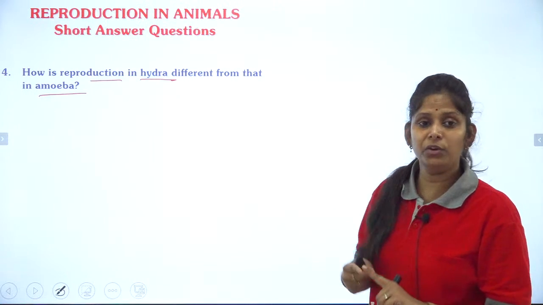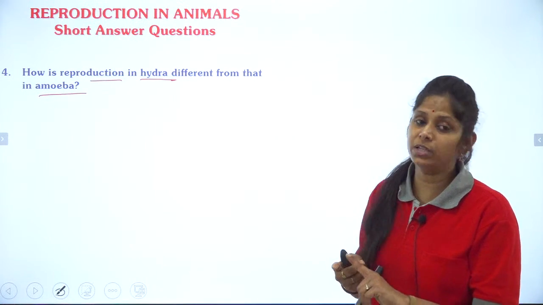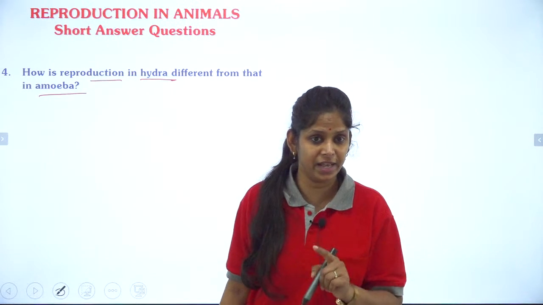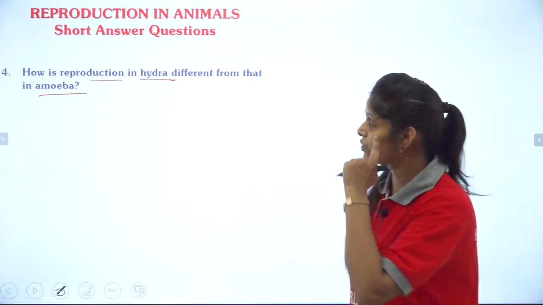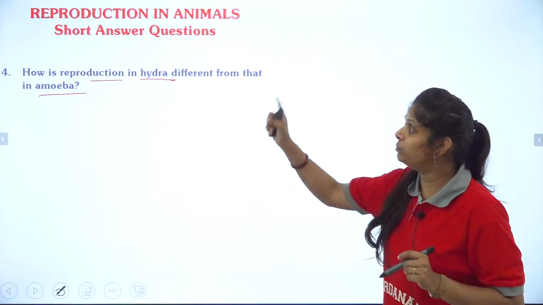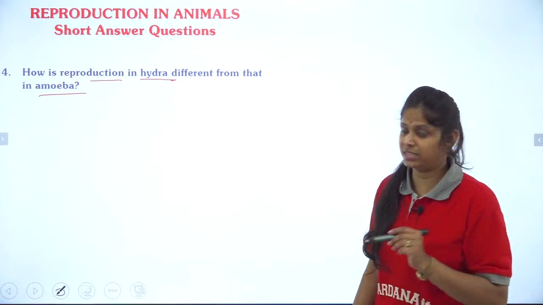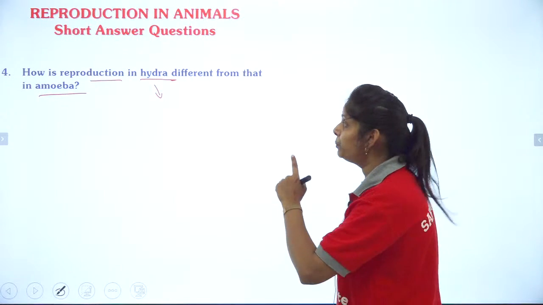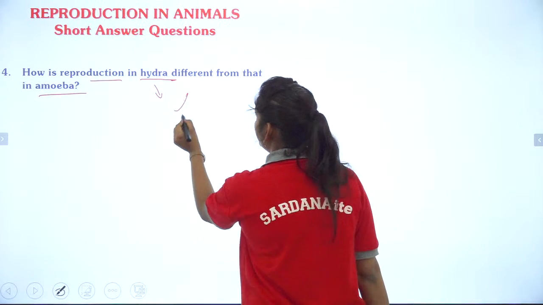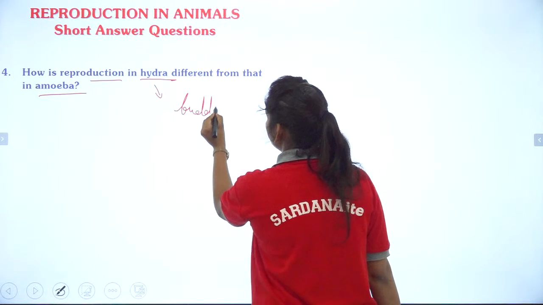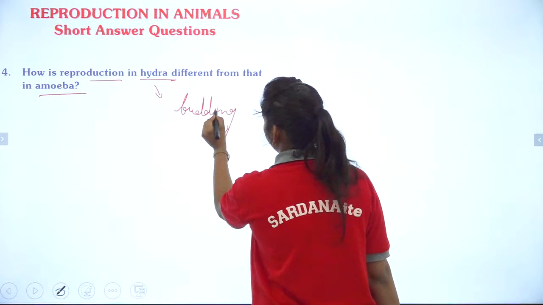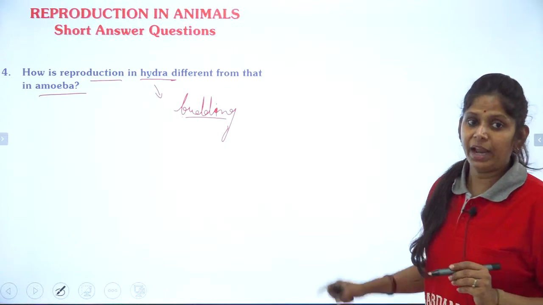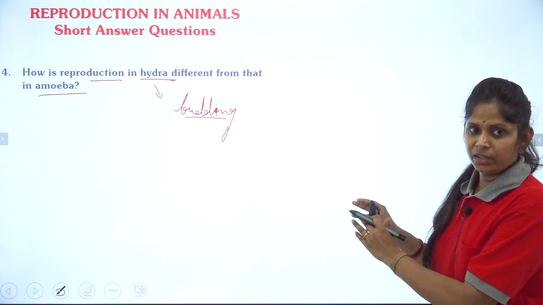They reproduce asexually, but the mode of asexual reproduction is different in both living organisms. If we talk about Hydra, Hydra reproduces by the budding method. This is the mode of asexual reproduction in Hydra. And in this method, what happens?